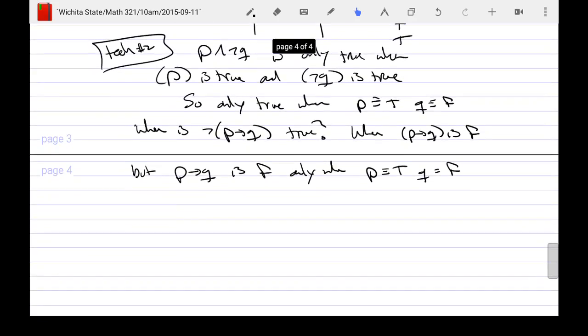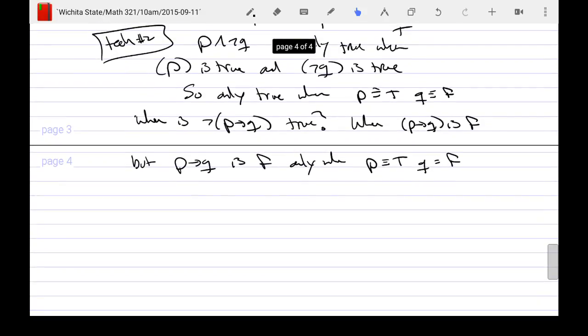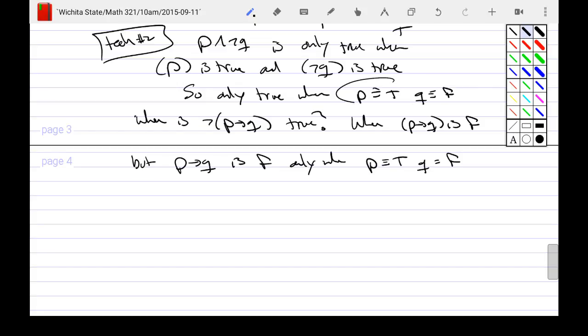It's only true in these conditions, and it's only true in those conditions. Are they the same conditions? Yes, so they have to be logically equivalent. Is everybody okay with that?